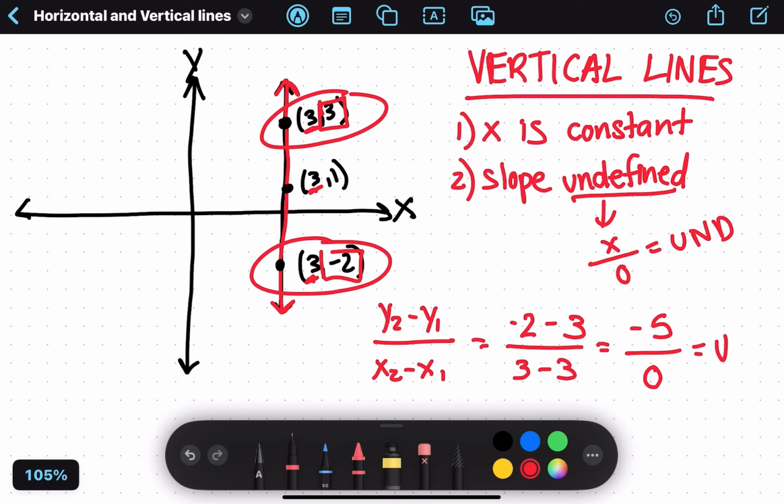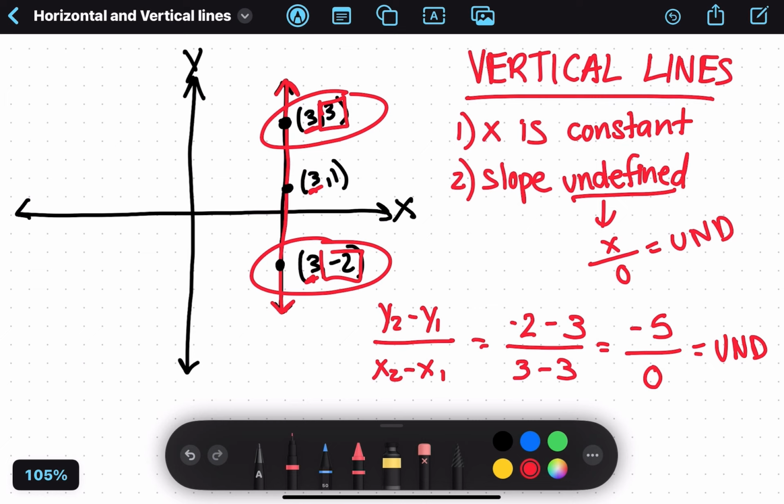That's not possible, so it's undefined. There's no definition to it. There's nothing that it can be because it's impossible. So once again, vertical lines have an undefined slope. And that's because their x is constant, their x is always the same.